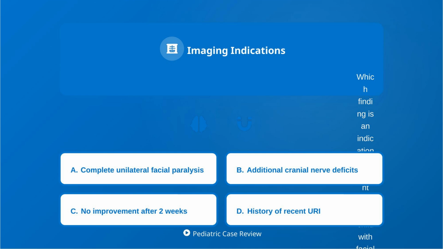Which finding is an indication for urgent MRI in a child with facial palsy? A. Complete unilateral facial paralysis. B. Additional cranial nerve deficits. C. No improvement after 2 weeks. D. History of recent upper respiratory infection. Consider which clinical features might suggest a more concerning underlying etiology requiring immediate imaging.